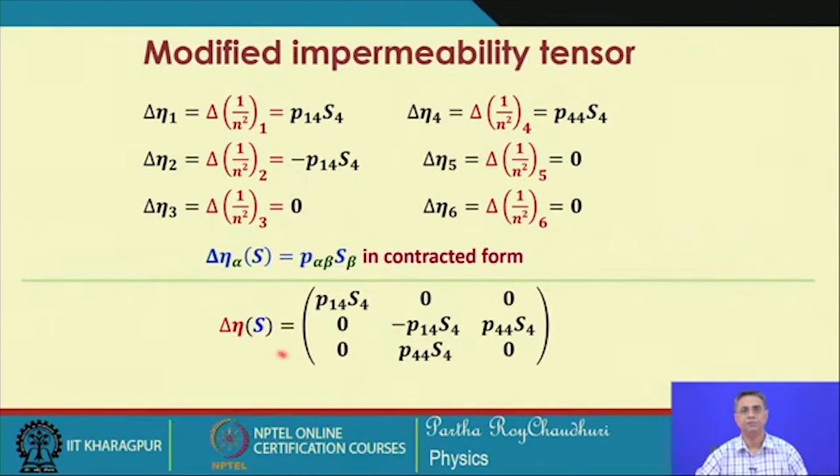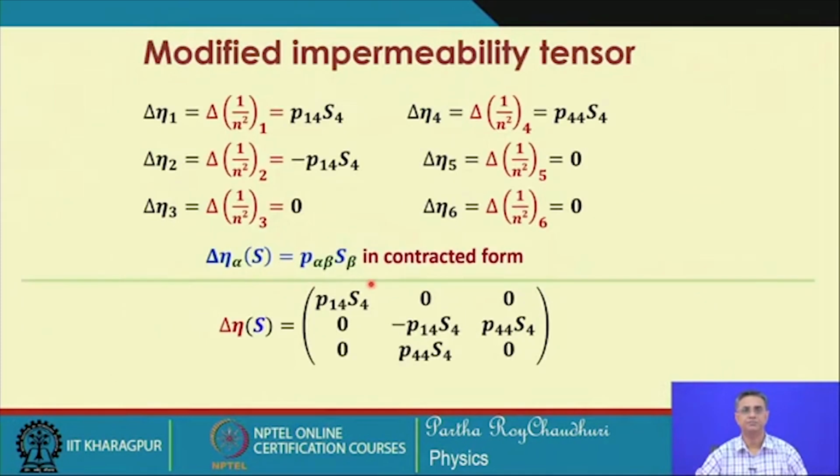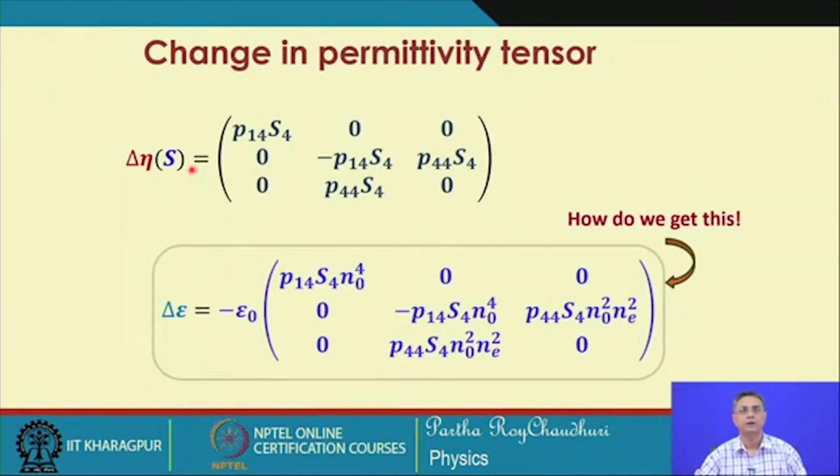Therefore, delta eta of S we can write in this contracted form, otherwise it will represent this column vector. So, this is now a 3 by 3 matrix, where you have P14 S4 and minus P14 S4, which are the two quantities that will be the diagonal elements, and P44 S4 is the only cross term. The first two diagonal elements are non-zero, but the yz diagonal element is 0; this fourth quantity, the off-diagonal element, will be non-zero, and the rest of them are 0.